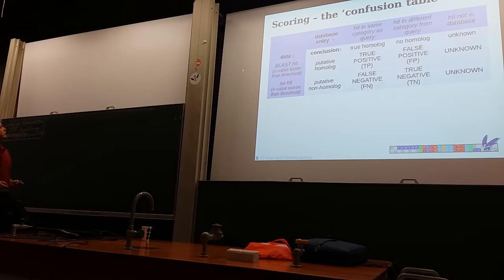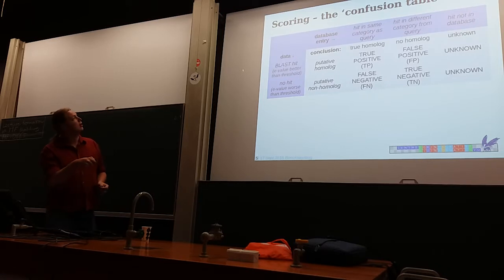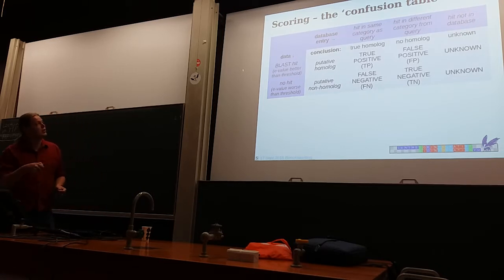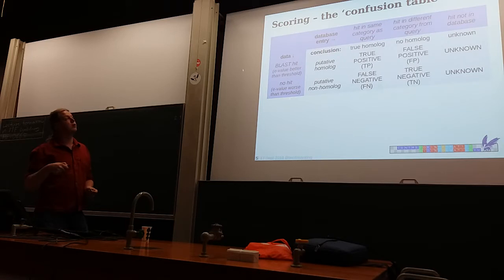Right, confusion table. So on the, where is it? There. On the y-axis in this table is what you have predicted. So if you find a low E-value in your blast hit, then your conclusion from that might be that this is a putative homolog. If you find a high E-value in your blast hit, then you probably would predict this not to be a homolog.